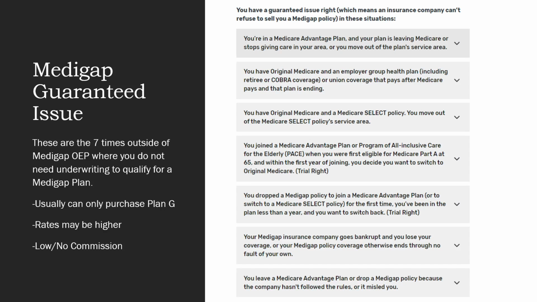I actually have them enroll in their OEP if possible, especially with my clients in other states, just because the OEP gives them access to all the plan letters, and also sometimes the guarantee issue rate can be higher. It can be the higher rate of the plan choice.